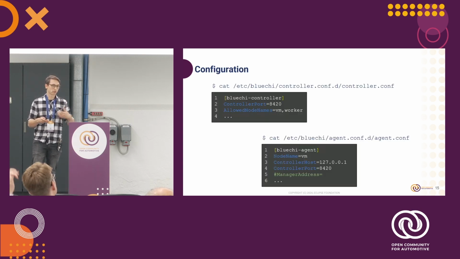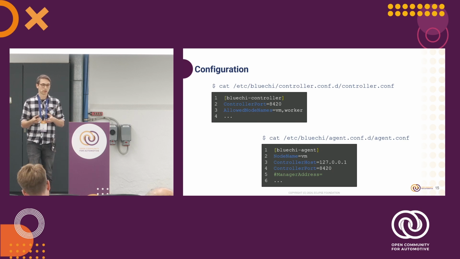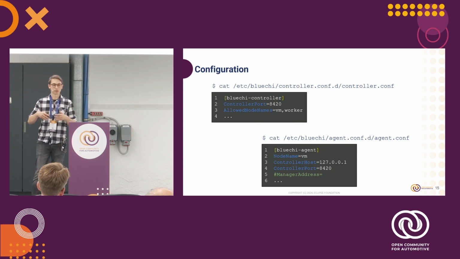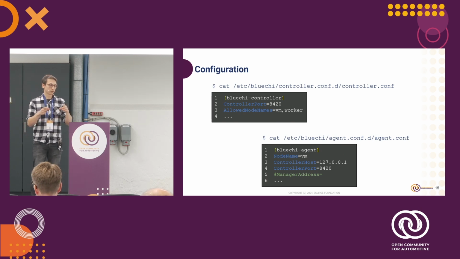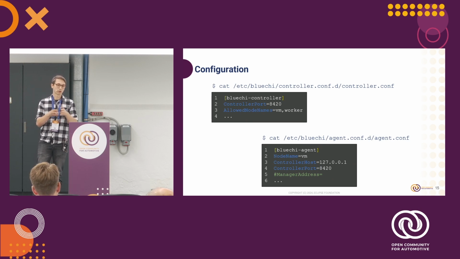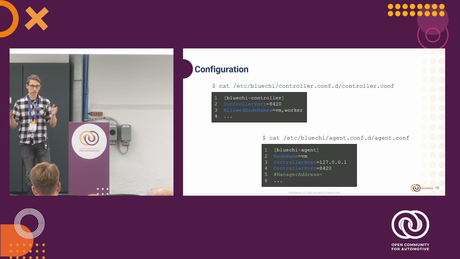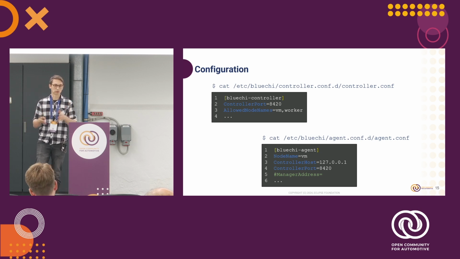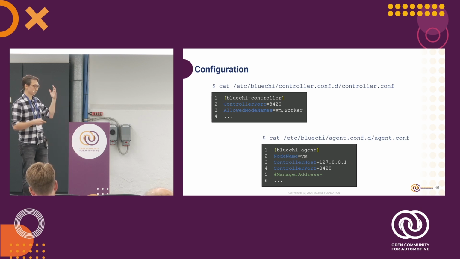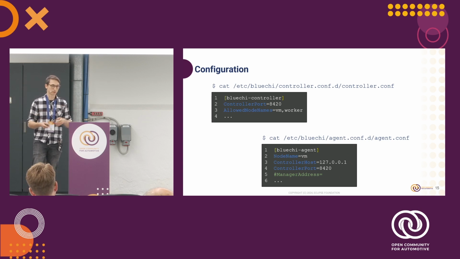Yeah, this is basically the start setup. But in order to get it running, we need to configure it properly. So the controller and agent both read in some configuration files, which are, well, in an ini-style format. For the controller, we have the section BlueChi-controller and specify the port that it is listening on for any connection requests, and the allowed node names list. This is essentially a whitelist for all the nodes that we expect to be there and that BlueChi expects to manage within this system. And in this case, we just want to have this VM and worker node present.